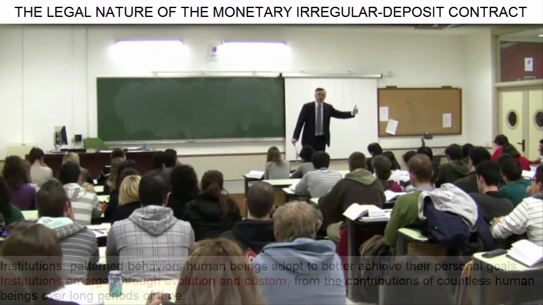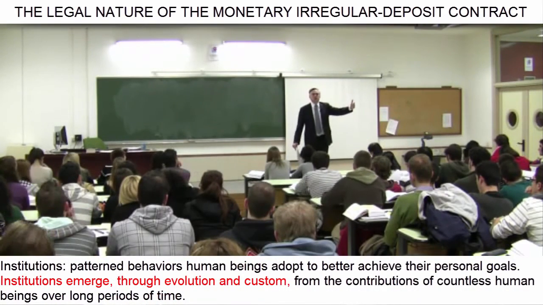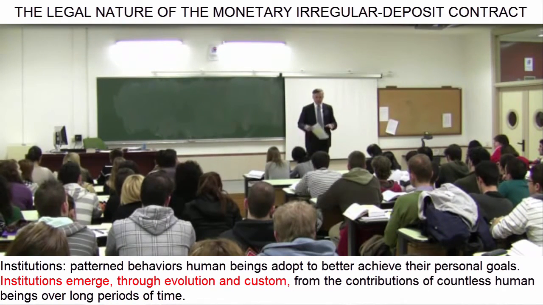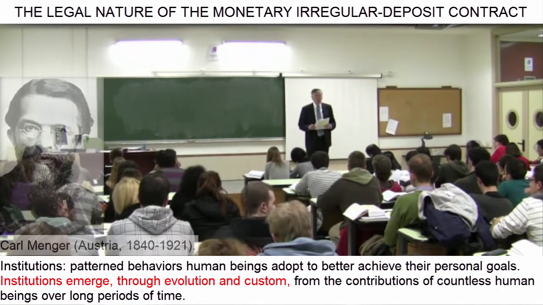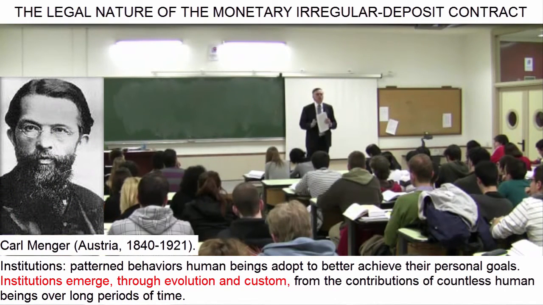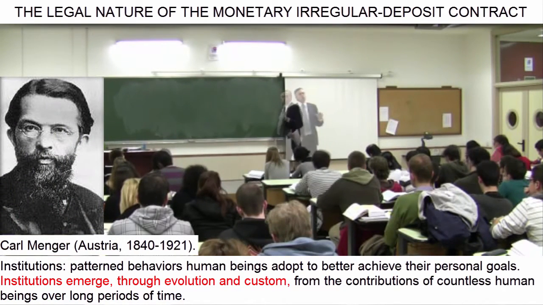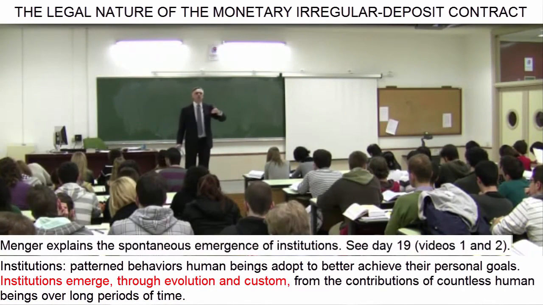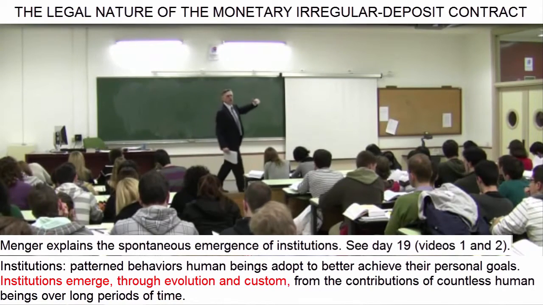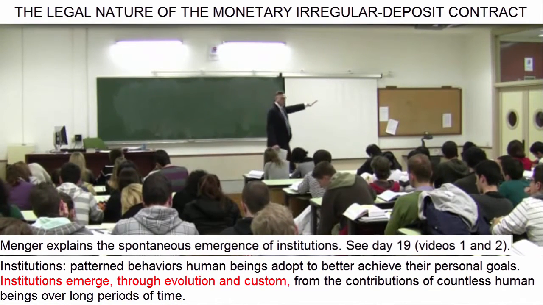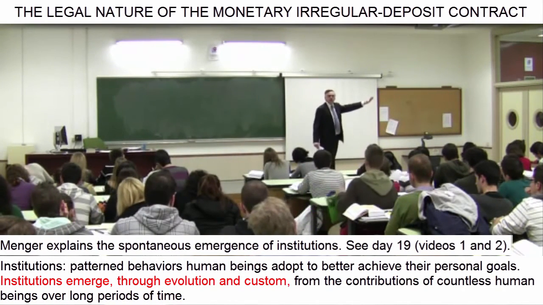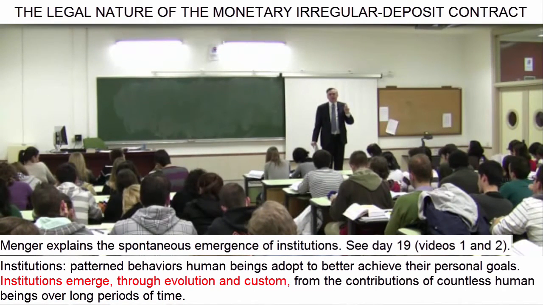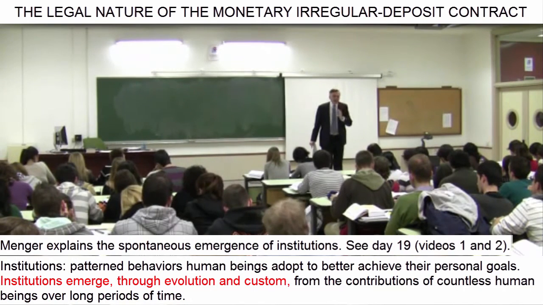We must define an institution as any patterned behavior which emerges through evolution and custom over a very prolonged period of time. One of the great contributions of the Austrian school of economics, founded by Carl Menger, is that it was able to explain in detail, in analytical terms, the spontaneous emergence of institutions. In fact, Carl Menger does so impeccably in his theory on the emergence of money. Menger carries out the analysis in abstract terms, and he applies it to a concrete institution.